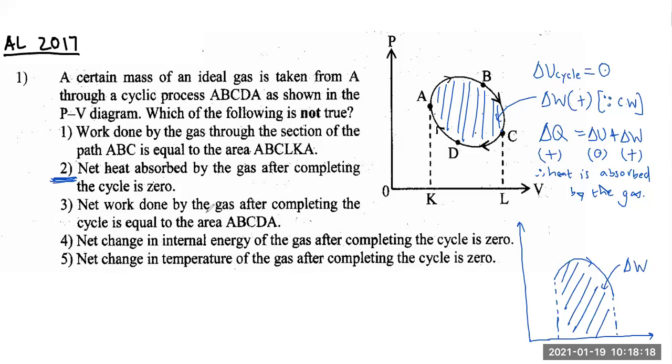Net work done by the gas after completing the cycle is equal to the area ABCDA. Correct, that's what we have marked here. Net change in internal energy of the gas after completing the cycle is zero. Yeah, we've been discussing this over and over again: during a cyclic process, delta U is zero. Net change in temperature of the gas after completing the cycle is zero. Yes. Net change in temperature means initial temperature minus final temperature. Initial is the temperature at A, and final is also the temperature at A. So the net change in temperature is also zero, because when delta U for the cycle is zero, delta T for the cycle is also zero. So the answer for this question has to be the second.